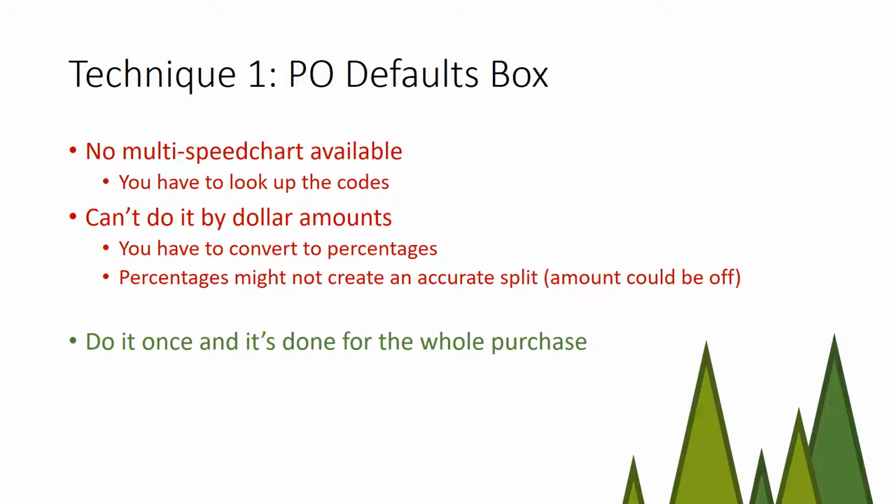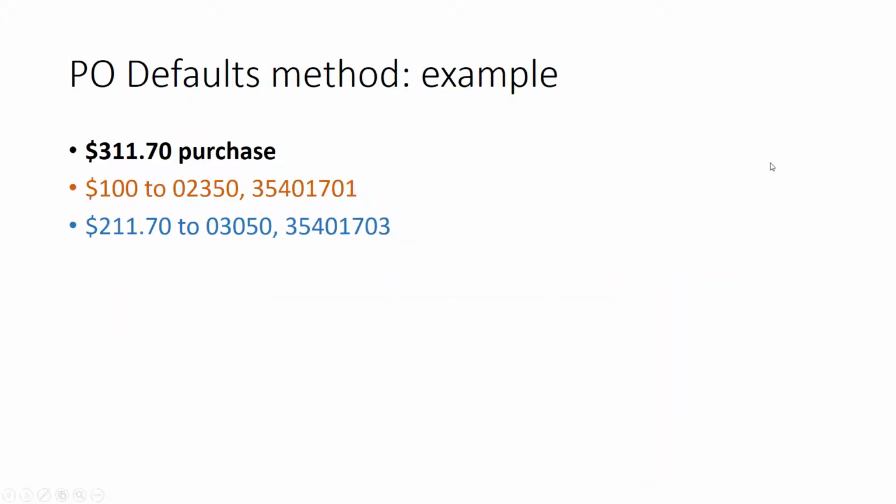I also can't seem to get the PO defaults box to allow me to separate coding by dollar amounts, only percentage of the total price, which means some math. And the percentages might not get you your exact dollar amounts. The benefit is that you do it once, and it's done for the whole purchase.